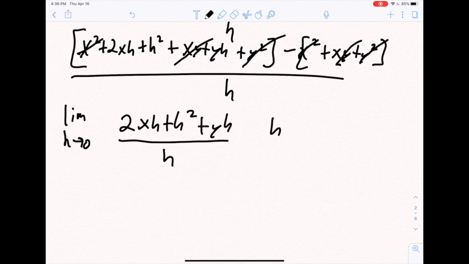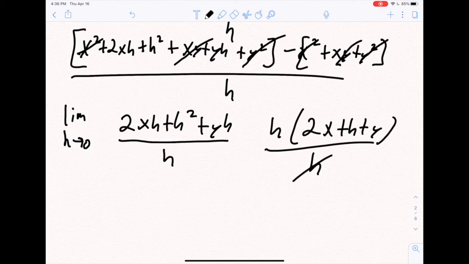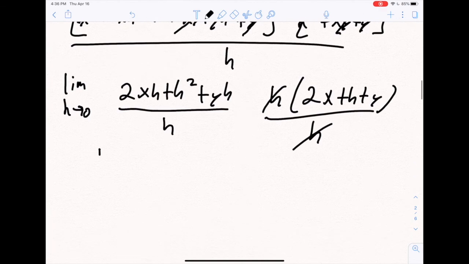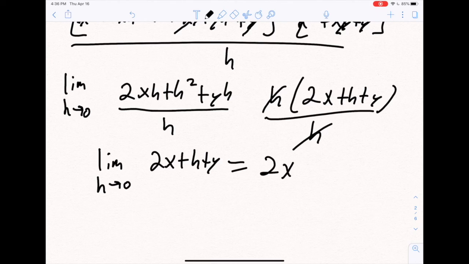So we can factor out an h, and we'll get h times 2x plus h plus y over h. Now the h's on top and bottom cancel, so we're left with the limit as h goes to 0 of 2x plus h plus y, which is going to end up with just being 2x plus y. And that's your final answer.